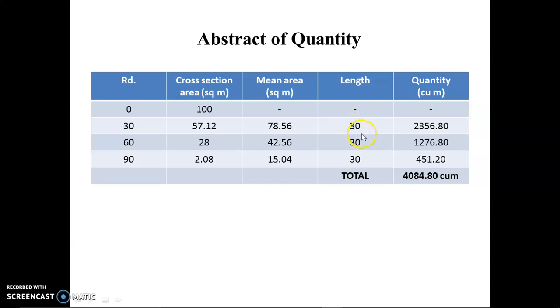Here we take the length as 30 meter because the difference between one reduced level and the second reduced level is 30 meter, meaning you have to construct 30 meter of road at a time. That's why we take 30 meter as the length. Now we multiply this length and area, and we get different quantities of earthwork at different lengths. So the total quantity of earthwork is 4084.80 meter cube.